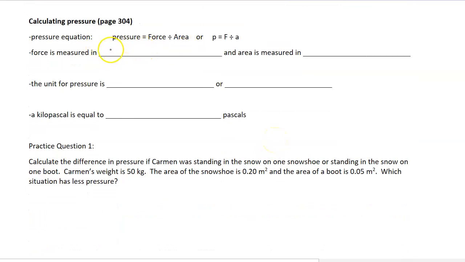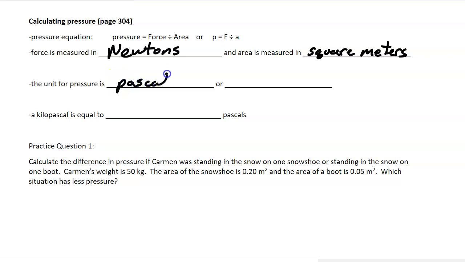Remember, force is measured in newtons and area in square meters. And so the unit for pressure is the Pascal or the kilopascal. Remembering that a kilopascal is really just equal to 1,000 pascals.